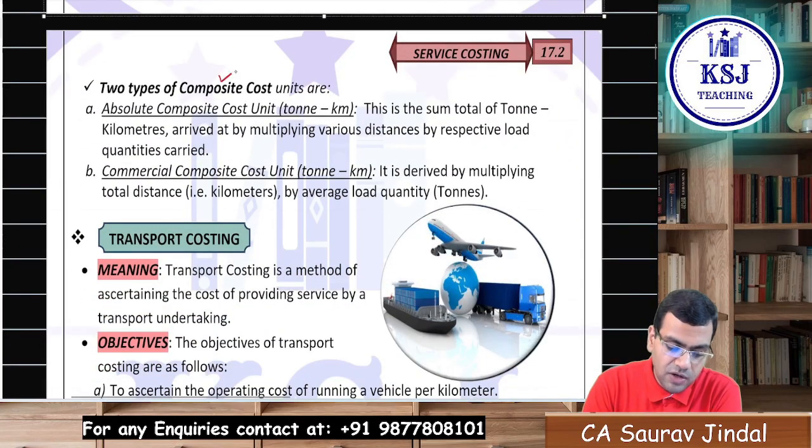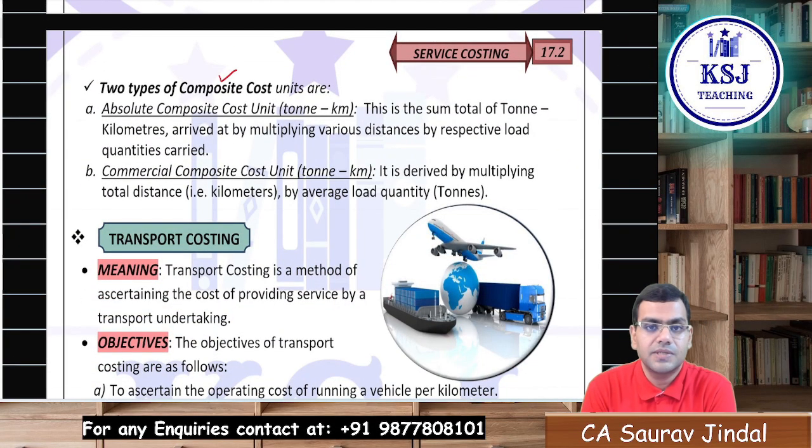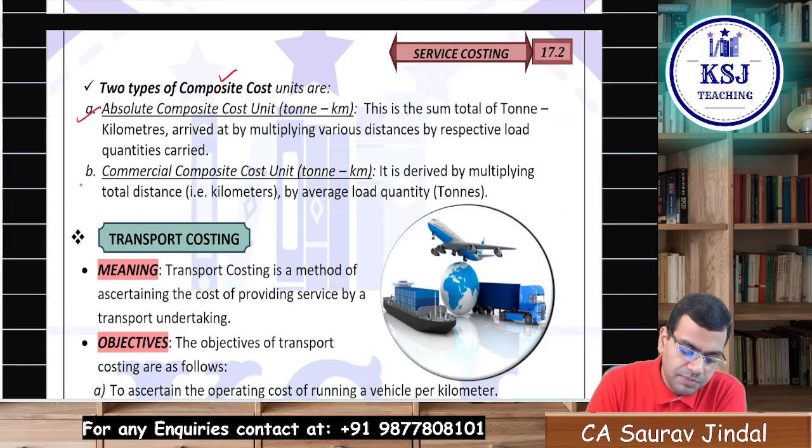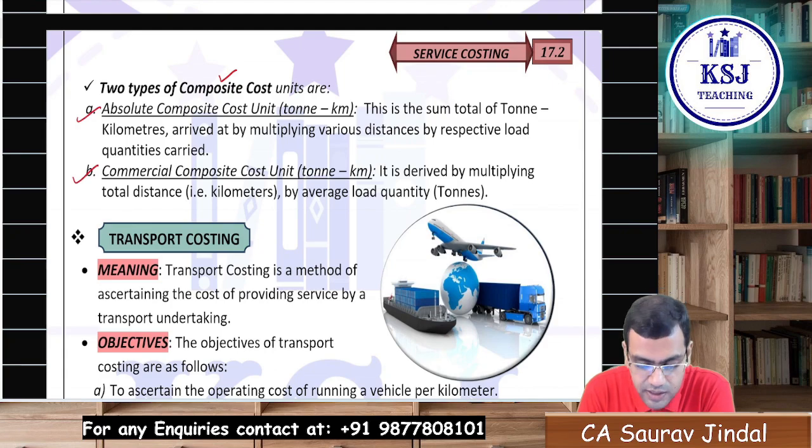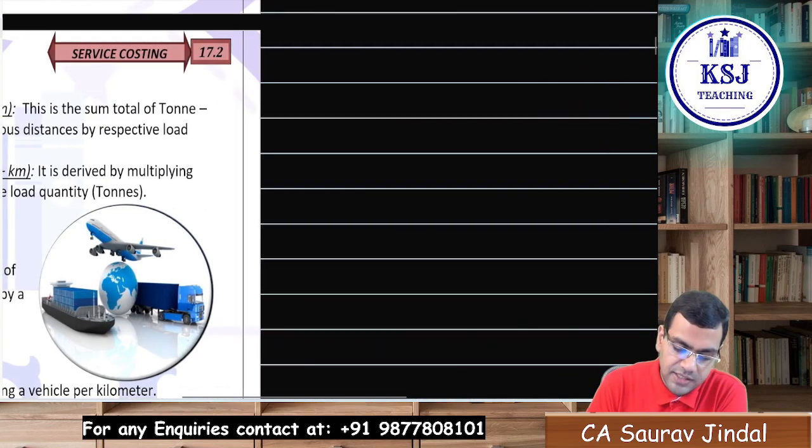There are two types of composite cost unit. One is the absolute composite cost unit, normally used in transport costing, right? Absolute composite and commercial composite cost unit. What is the absolute composite cost unit? Listen to it very carefully.